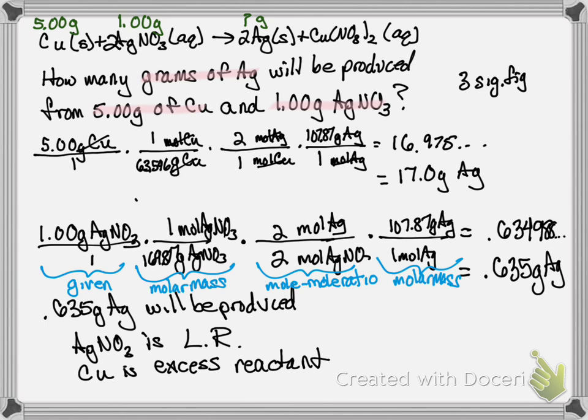We only had to use up enough to make the 0.635 grams of silver, and so there's going to be extra. That's why it's called excess reactant.